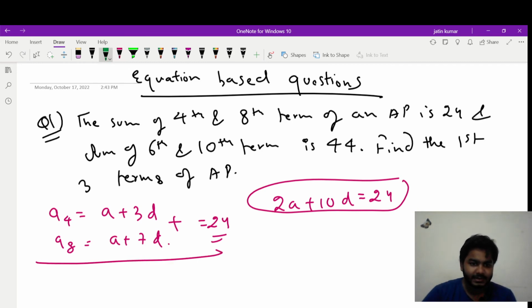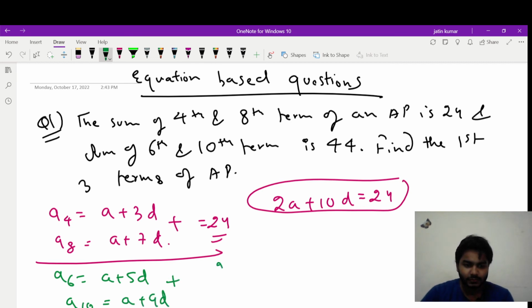Now this next part is the 6th term. So can I write the 6th term as a plus 5d? Yes. And can I write the 10th term as a plus 9d? Yes. Now we are given the sum of these two. The sum of these two will be 2a plus 14d, and 2a plus 14d is what? 44. So 2a plus 14d is equal to 44.